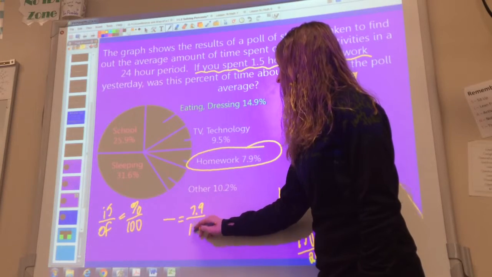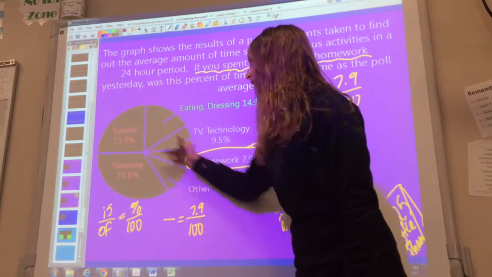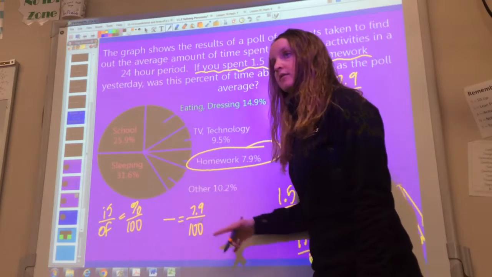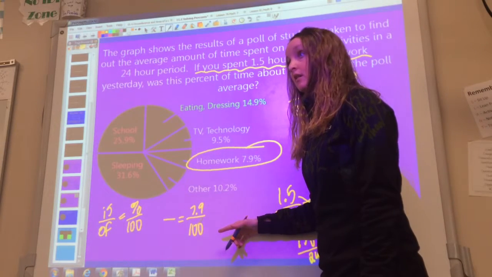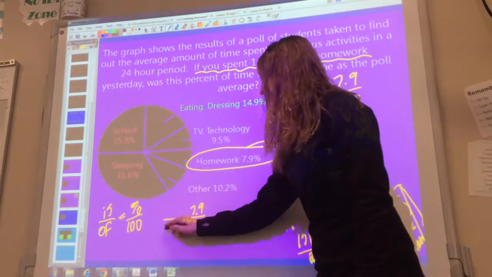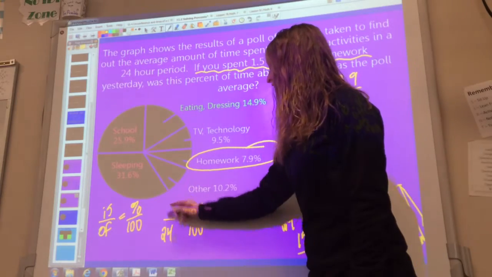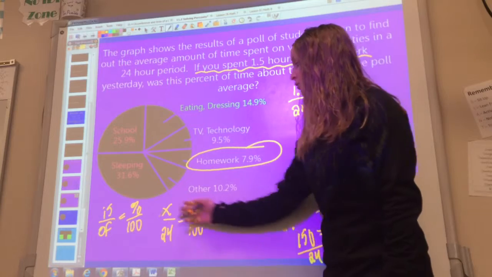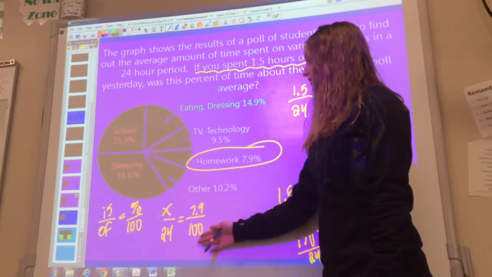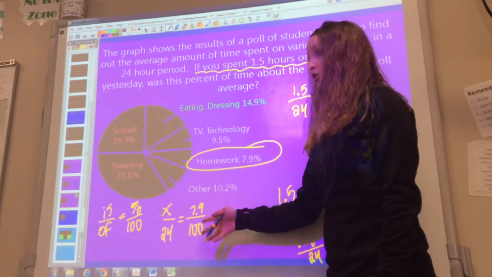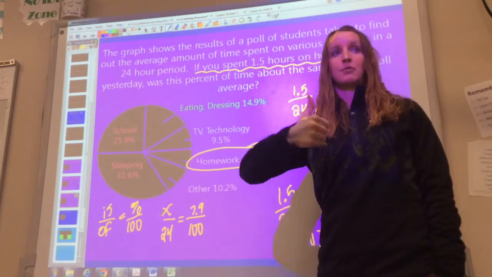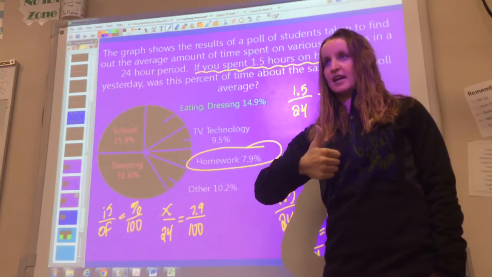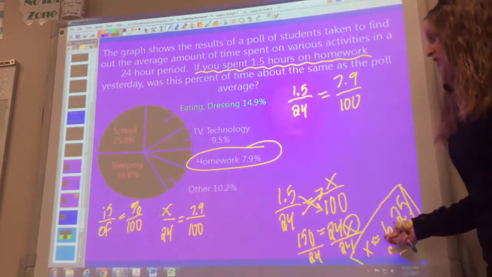Now, here's my next question. Of this whole graph, what does that whole thing represent? 24 hours. Is it a whole day? 24 hours. And so we could solve it this way too. And this would also show us that the national average would be higher than 1.5. Does that make sense? So those are two different ways you can solve it.